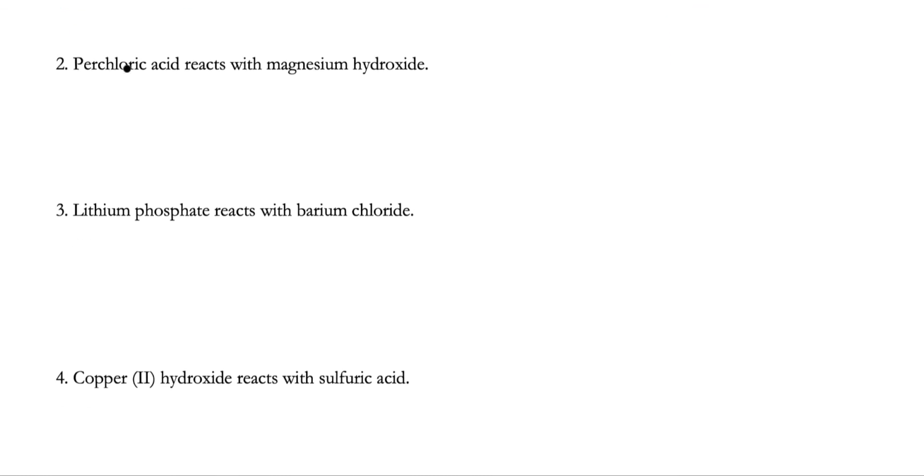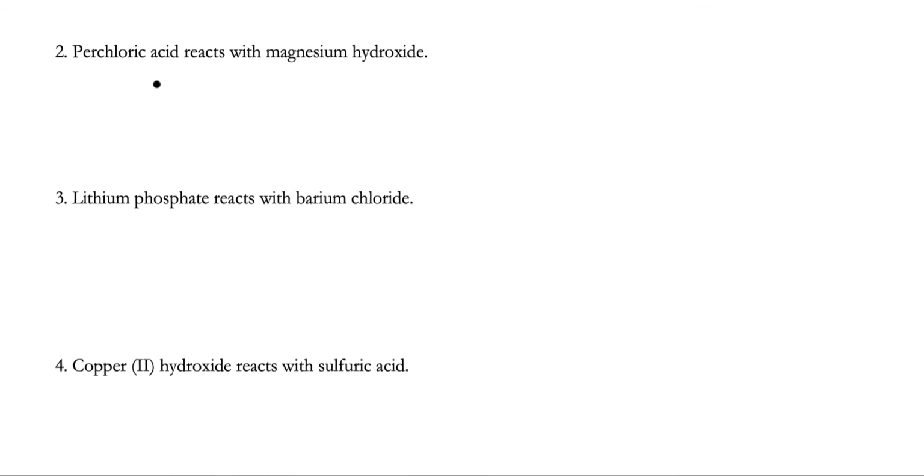All right, for perchloric acid, it says perchloric acid reacts with magnesium hydroxide. All right, so remember, perchloric, the ic tells me that I have a polyatomic ion that has an ATE ending, because ate is ic, but ite is ous. All right, so for perchloric acid, this would be perchlorate. So I need to make an acid with the polyatomic ion perchlorate.